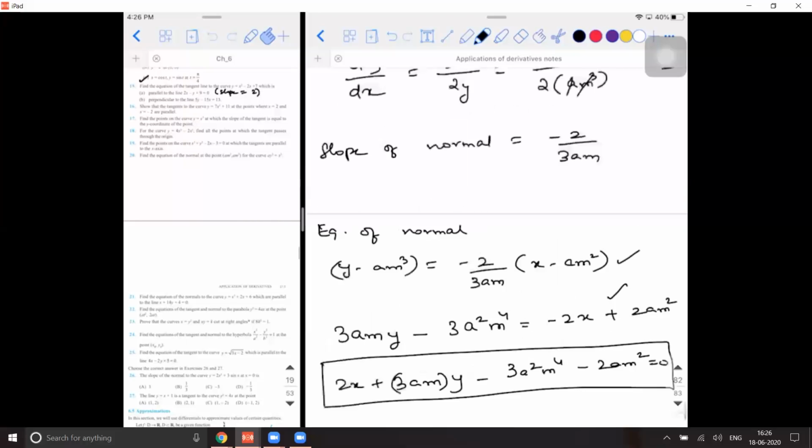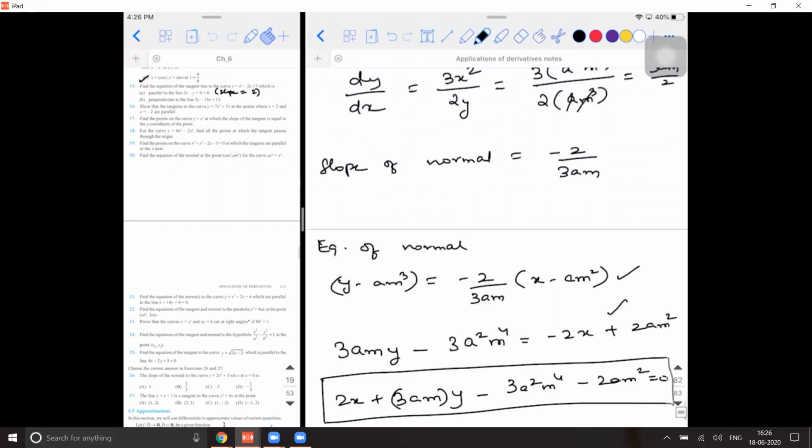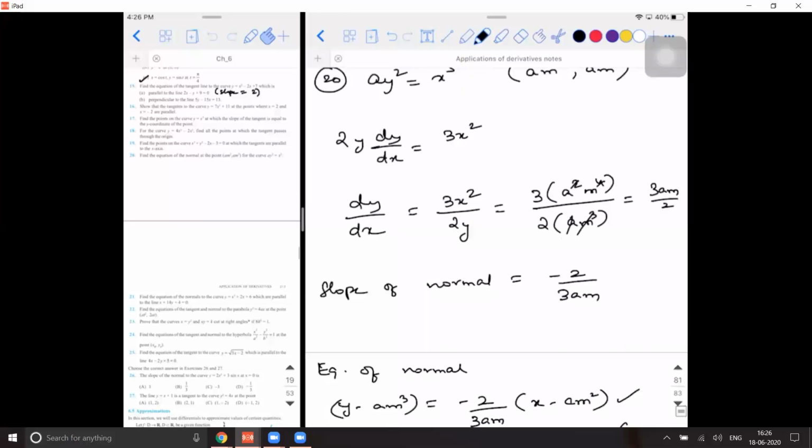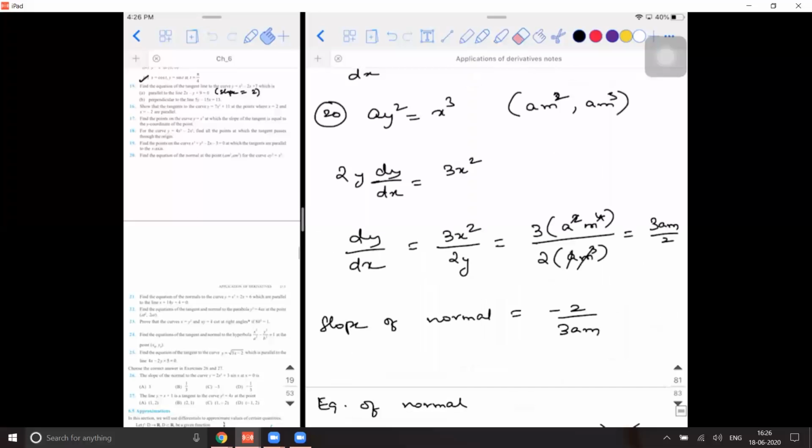I didn't get you. Slope of the normal is right, right? Minus 2 by 3am, that is right, no? Yes, sir. We differentiated at that step. Oh, okay. Differentiate. Yes, I differentiated. 2y, oh, I missed a y. Okay, yeah, thank you. So 2ay.